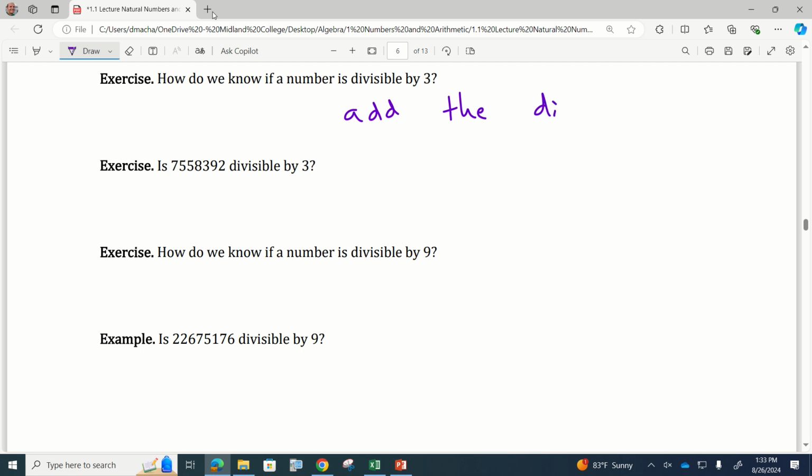You just add the digits. So here I would say, what is 7 plus 5 plus 5 plus 8 plus 3 plus 9 plus 2? 39. Is it 39? For some reason I was remembering 36, but you might be right. I haven't done the math. Yeah, you're right. That's 39. Very good.